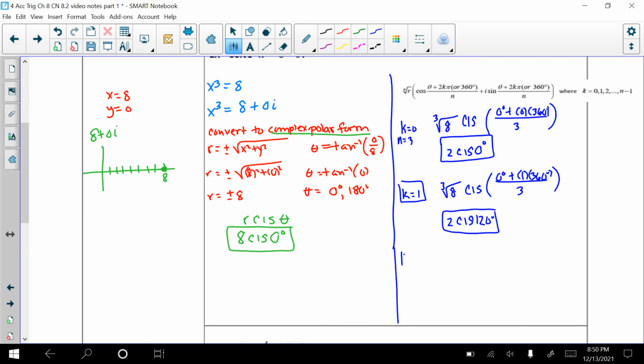Okay, one more time. K is 2, so we can get the third root that's required. So we've got cubed root of 8, cis, 0 degrees is still theta, plus the k value 2 times 360 degrees, all over 3. Well, 0 plus 2 times 360, I know is 720. Divide 720 by 3. So now I have 2 cis 240 degrees.